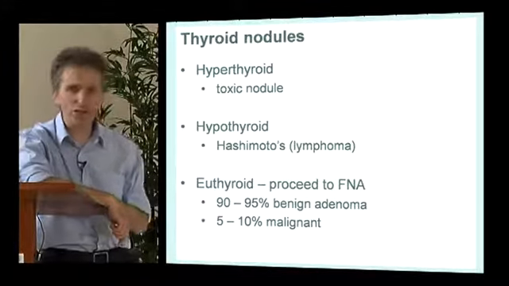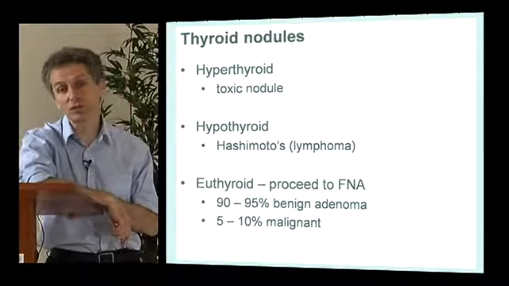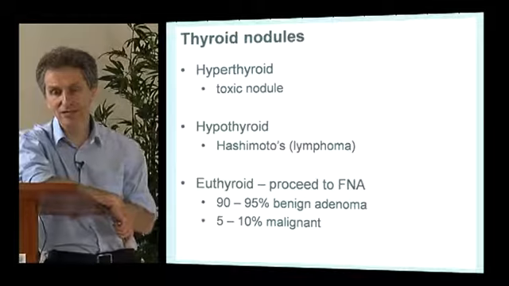It's only when it's euthyroid that I would recommend referral to a surgeon who specializes in this area, and the next investigation is usually the fine needle aspiration, because we're looking here for a malignancy. Now, only 5 to 10% will be malignant, and the majority will be benign. If there is a malignancy, in general, thyroid cancer is the best malignancy to have, if that can be said, because the commonest malignancies are papillary and follicular thyroid cancer.